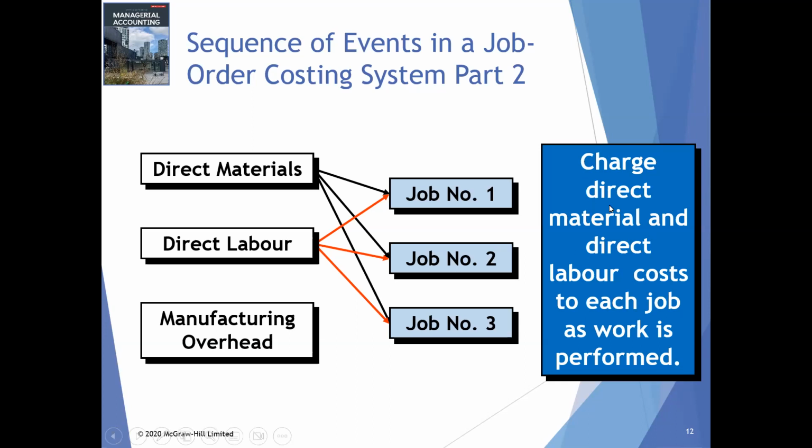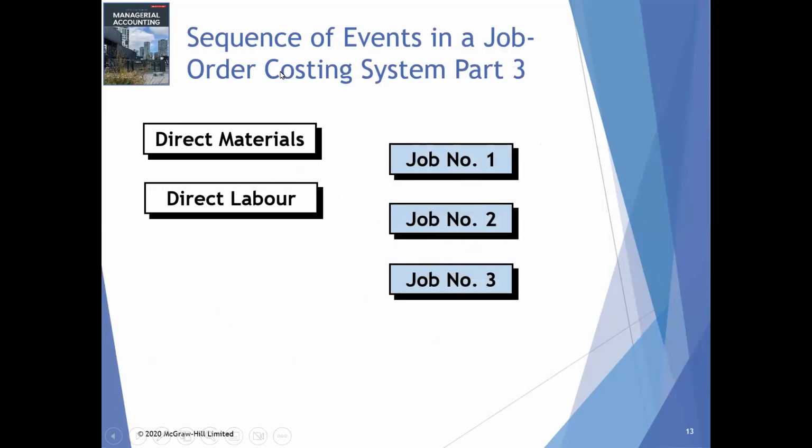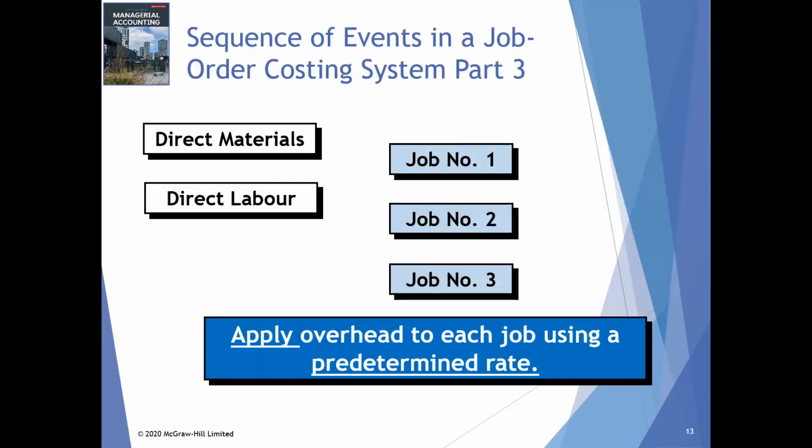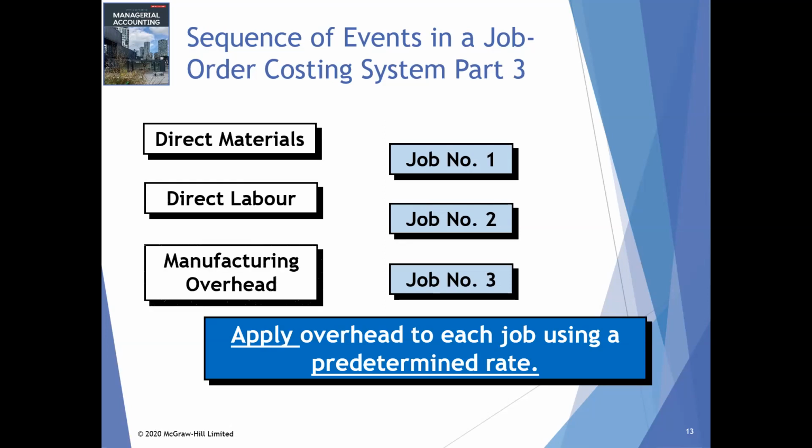So first of all, we have here direct material and direct labor charged to each job as work is performed. Now next is the sequence of jobs in a job order costing system, part 3. So in this, what is that? In part 3, we apply the overhead to each job using the predetermined rate. Now we determine the rate. This is the rate. Okay, so now manufacturing overhead will be charged to job 1, like keyboard, then mouse and mouse pad: job 1, job 2, and job 3. So this will be done.